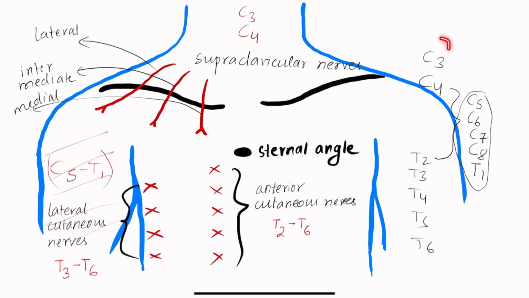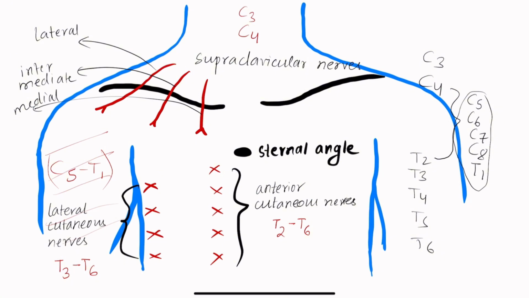C3 has cutaneous branches, C4 has cutaneous branches, T2, T3, T4, T5, and T6 have cutaneous branches. C3 and C4 have cutaneous branches above the sternal angle. T2 till T6 have cutaneous branches below the sternal angle.